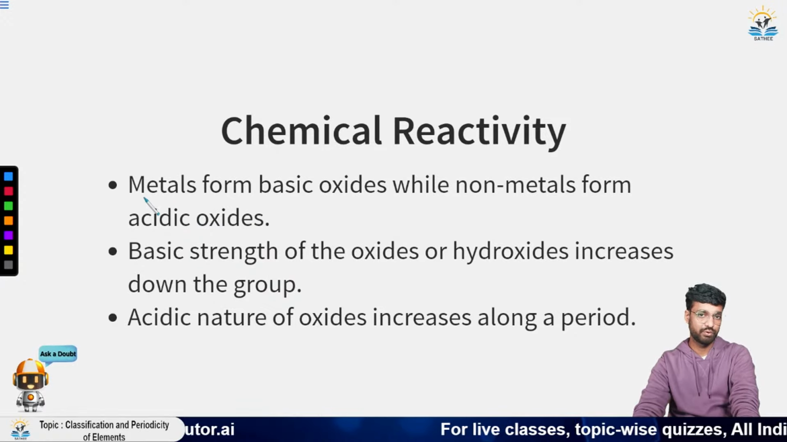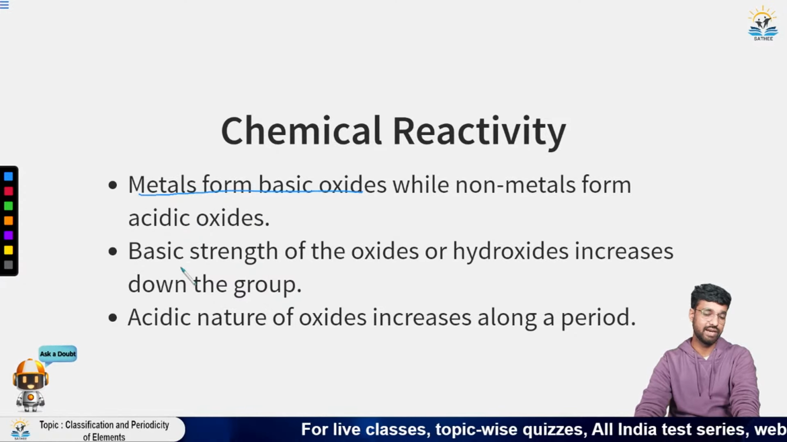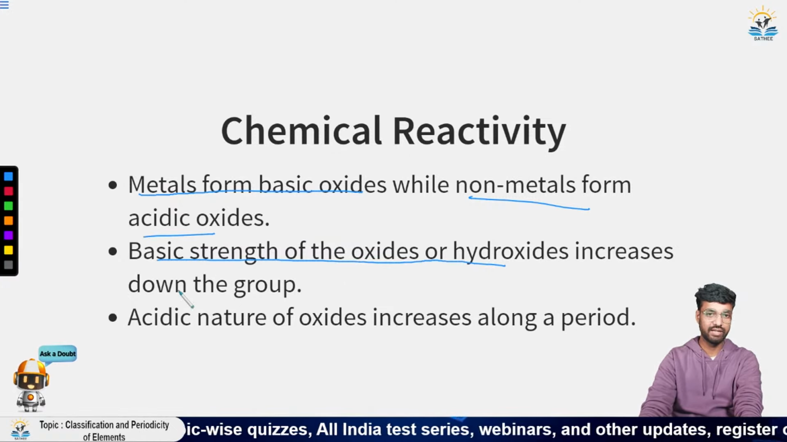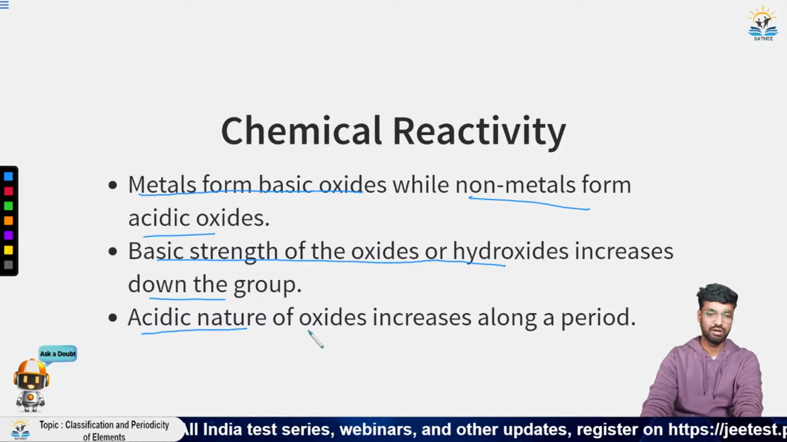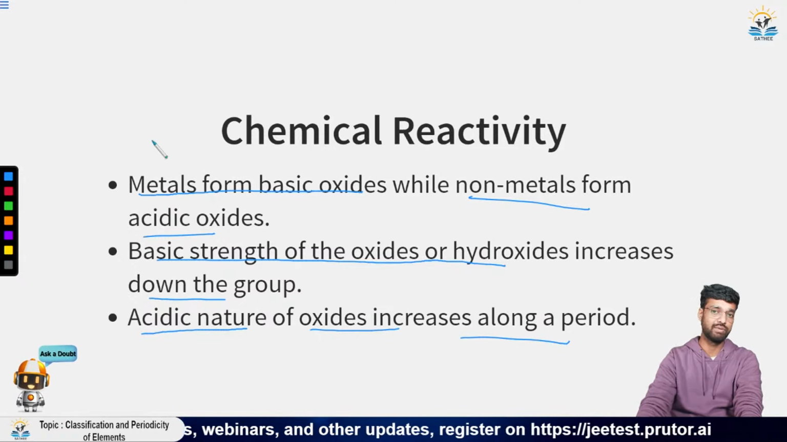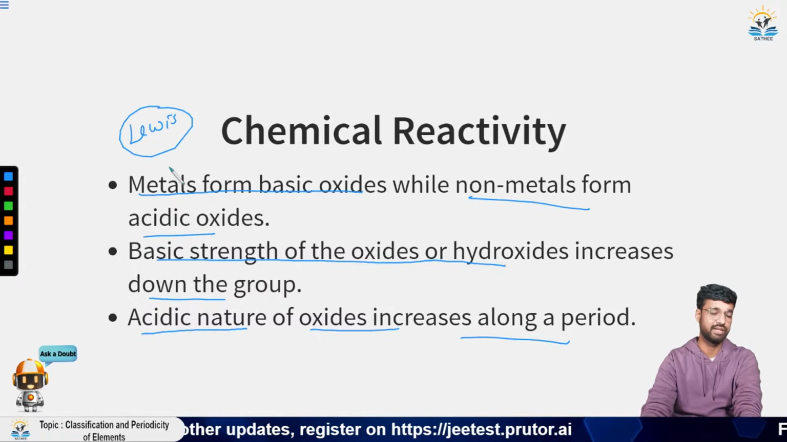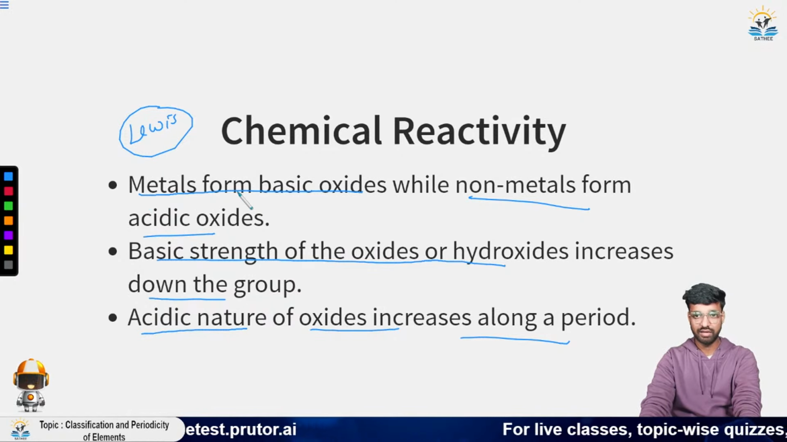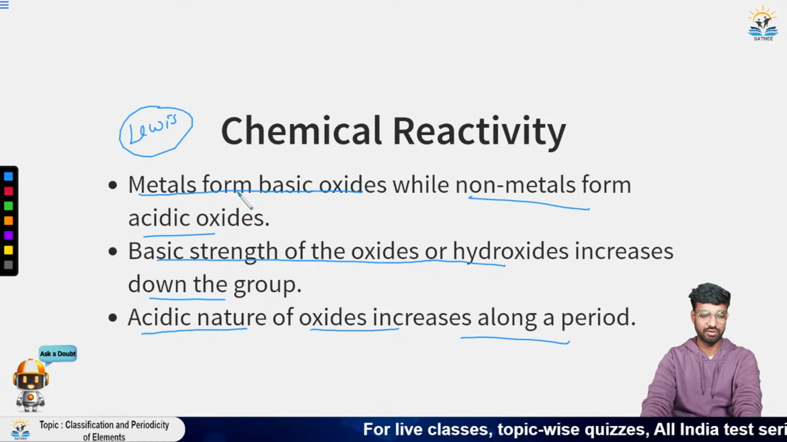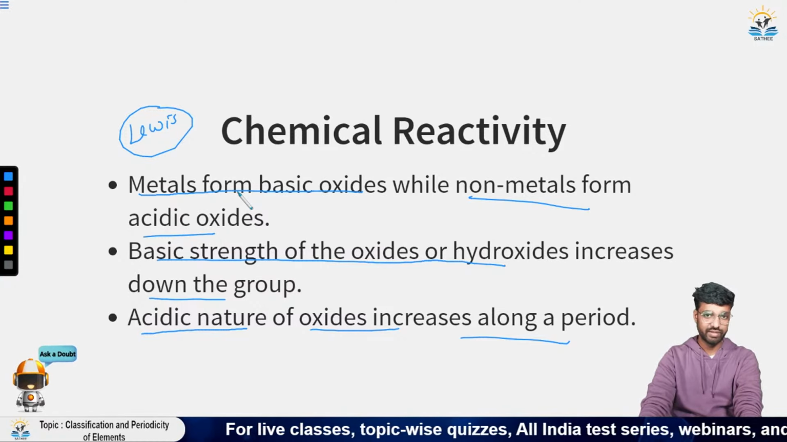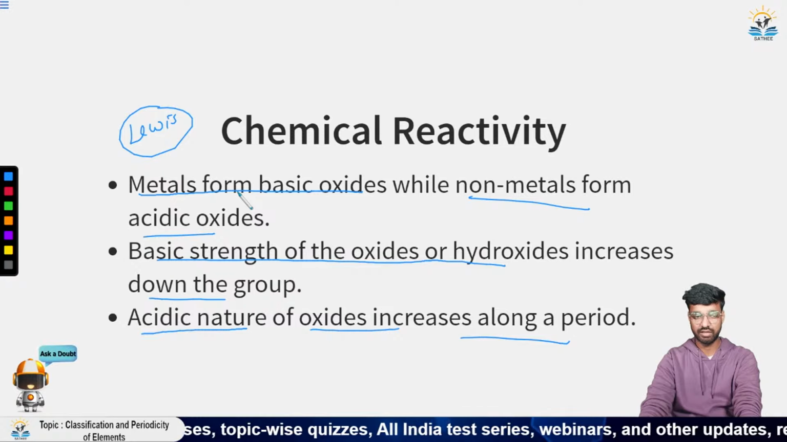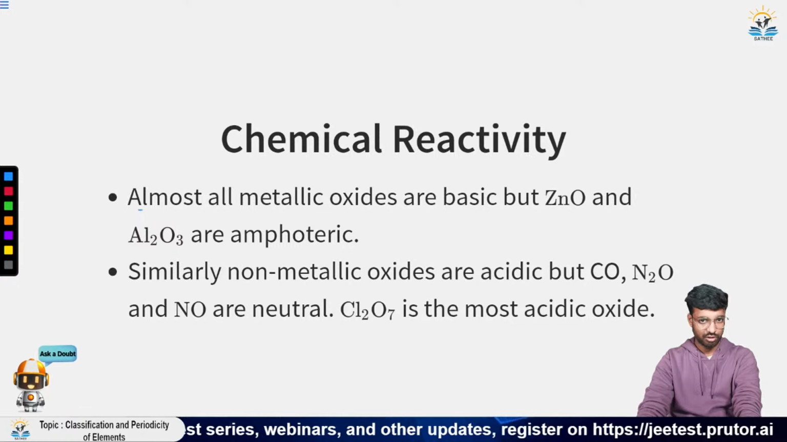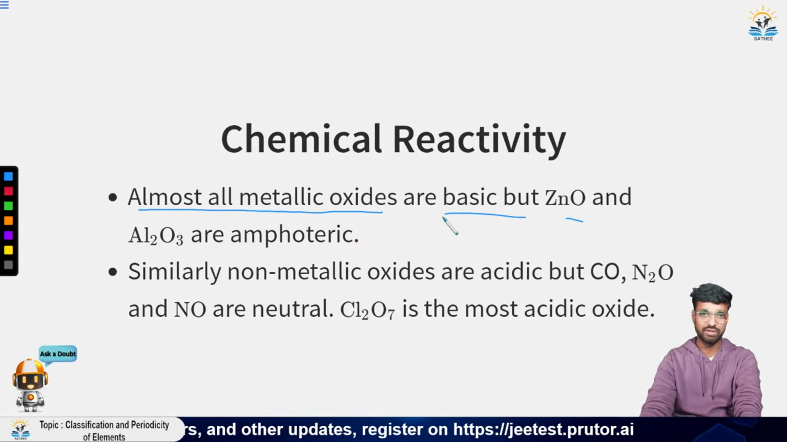Now let us make some points on basicity. Metals form basic oxides and non-metals form acidic oxides. The basic nature of the oxides and hydroxides decreases along the period, and the acidic nature of oxides increases along the period. You can explain this with the help of Lewis acid and base character. We know very well that species which take electrons are called acids and which give electrons are called bases. On that basis you can explain the basicity of metal oxides and non-metal oxides. Now, almost all metal oxides are basic in nature except Al2O3.